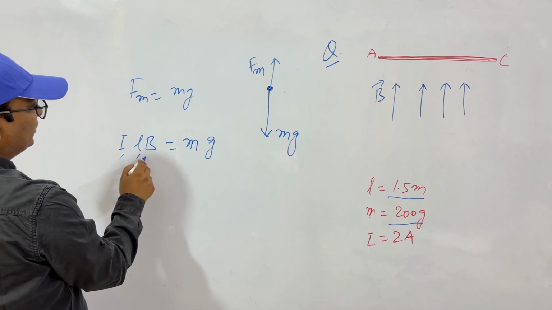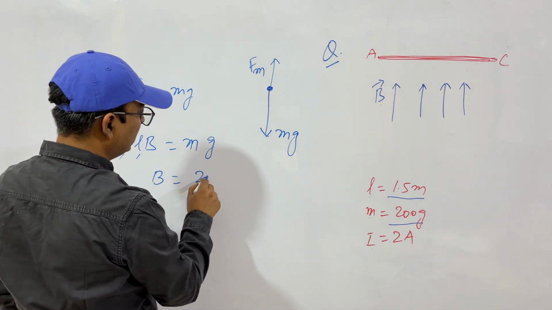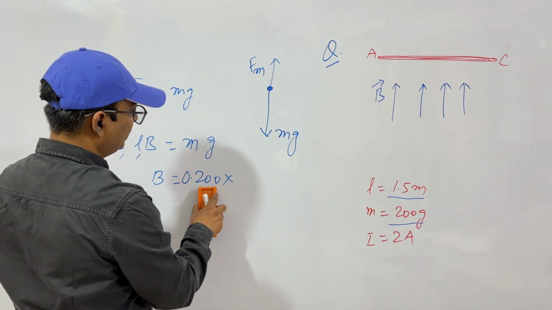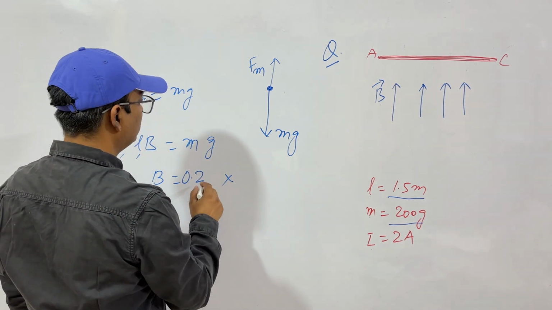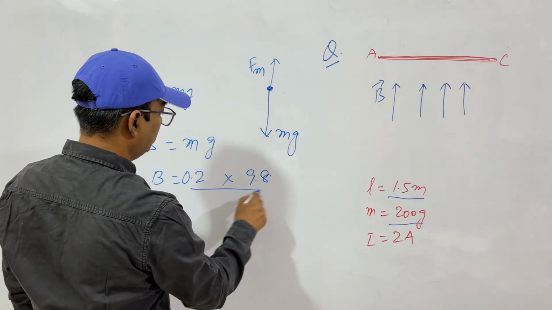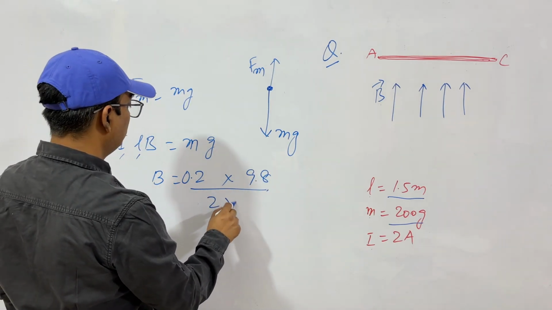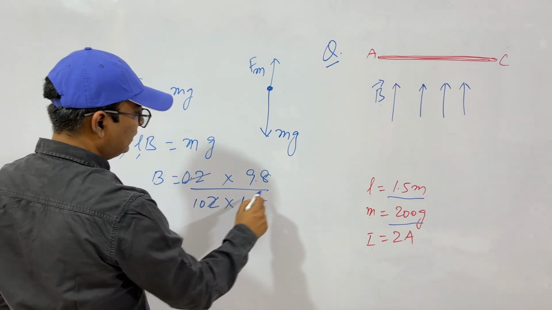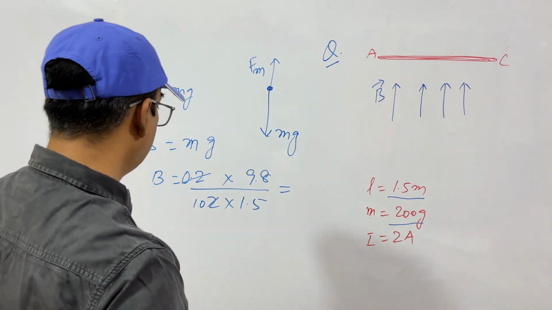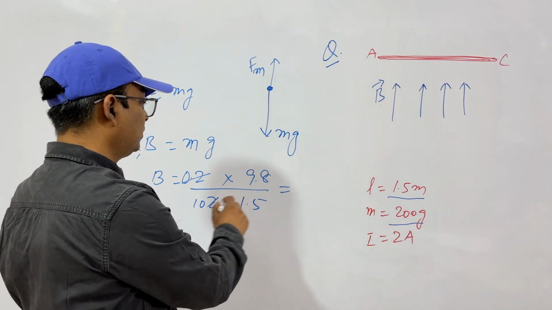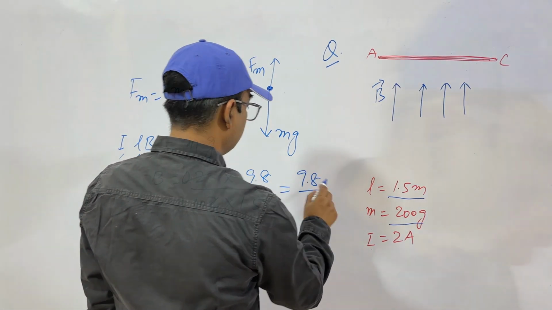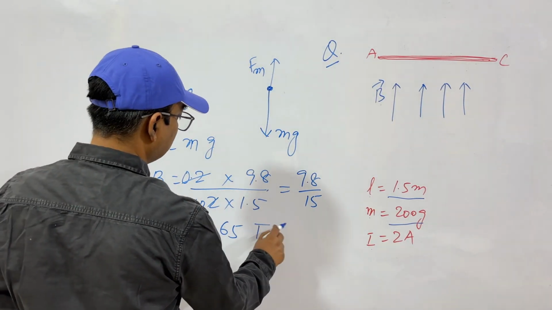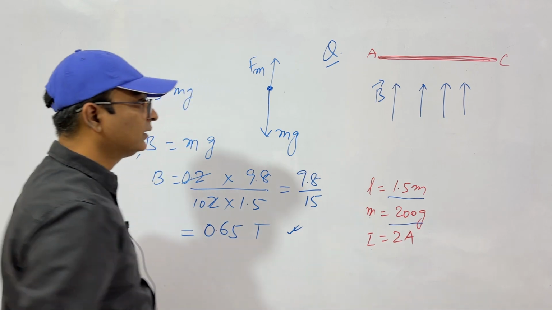So we have this value, we have to find B. M is 200 grams, so it will be 0.2. We will be taking everything in SI. So B is 0.2 into 9.8 by I, and I is 2, into L, L is 1.5. See, this is 10. So let's get the value of 9.8 by 10 into 1.5, that is 9.8 by 15. So this is 0.65 Tesla.